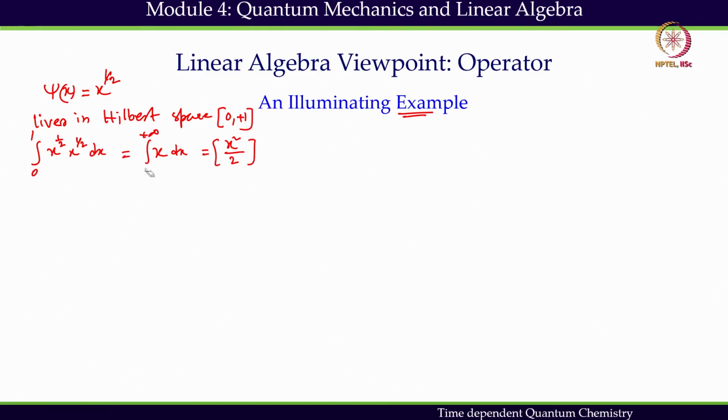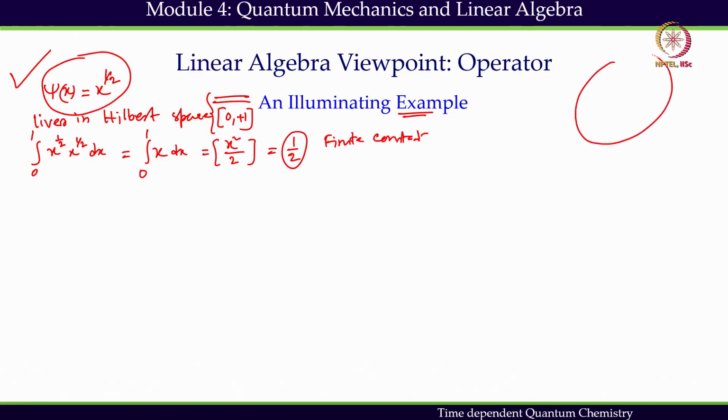So, the limit is not minus infinity to plus infinity here, we are considering the 0 to 1 limit, and this value is going to be half. This is a finite, positive constant. So, this function can live in Hilbert space, and if it is living in Hilbert space, I can use it in quantum mechanics only for this limit. I did not check for other limits. So, I will construct the Hilbert space. This is my Hilbert space.